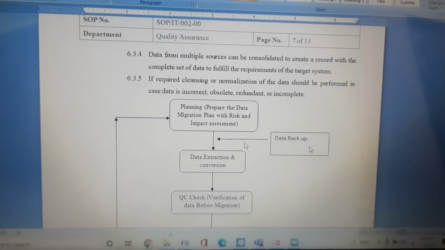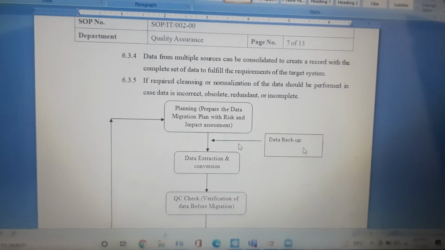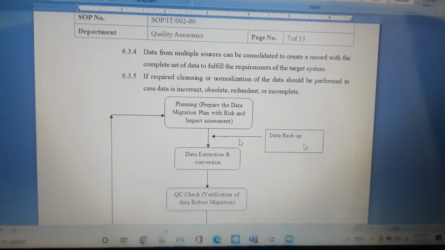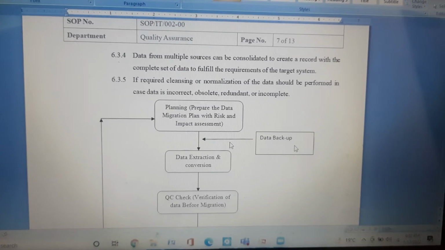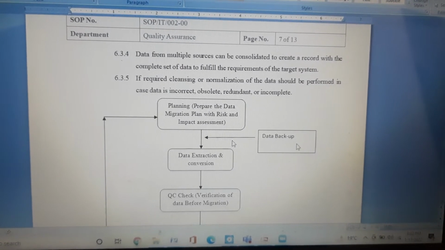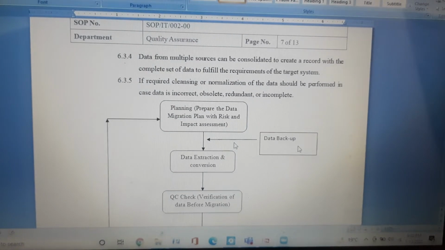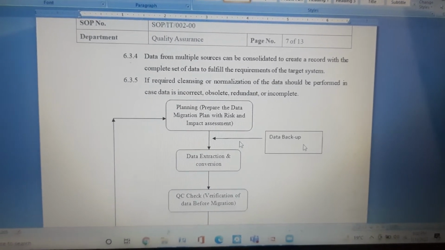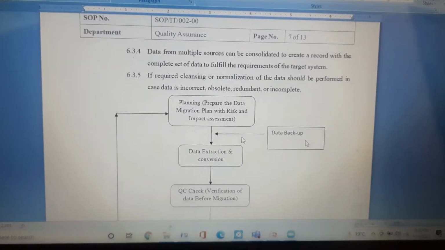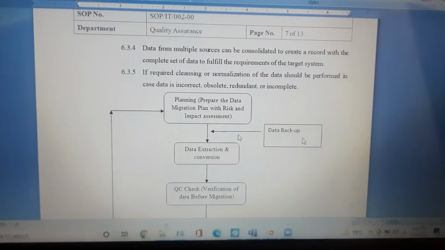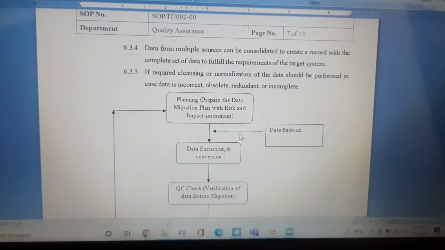So what happens when we are migrating our real data, which is production data, the live data, and there is a disruption? There may be chances of losing our data, or there may be confusion about how much data has been transferred and how much has not. So to avoid these situations, we have to take a data backup prior to starting the data migration activities. Then perform the data extractions and conversions.